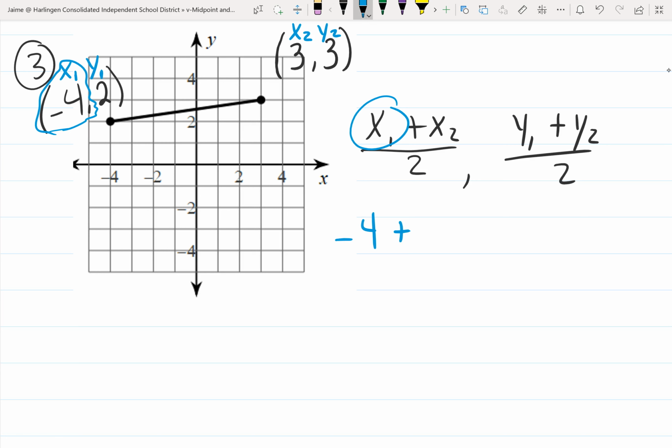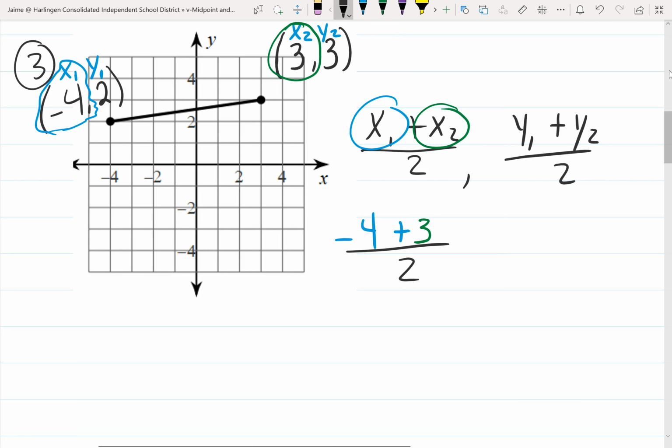Put the plus sign. Then x2. x2 is on the other one, so that's 3. And then don't forget to put divided by 2, because that's the formula. Let me fix this real quick. -4 plus 3, that is -1.